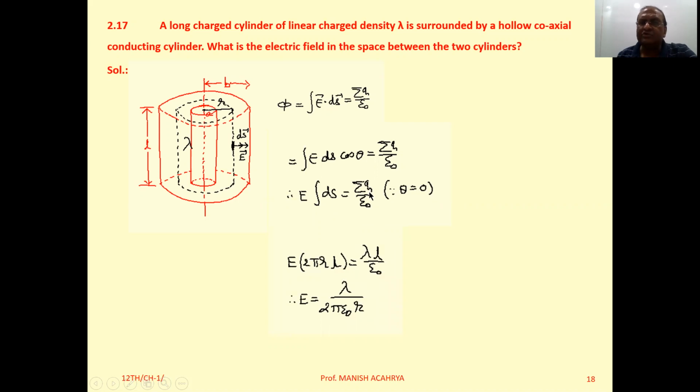Now the charge enclosed by this Gaussian surface. Here the length of the cylinder under consideration is L, and the linear charge density is given as lambda. So when charge per unit length is lambda, therefore charge in length L is how much? That is lambda into L, upon epsilon 0. So resultantly we will get electric field E equal to lambda upon 2 pi epsilon 0 r. Clear to all of you?